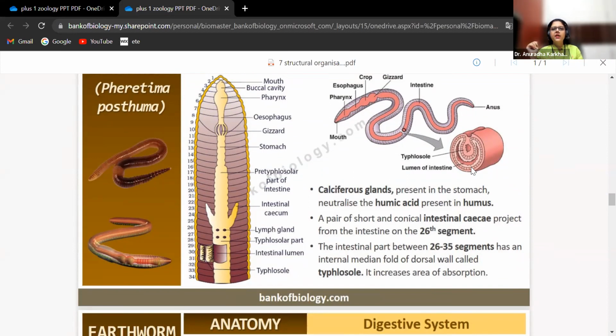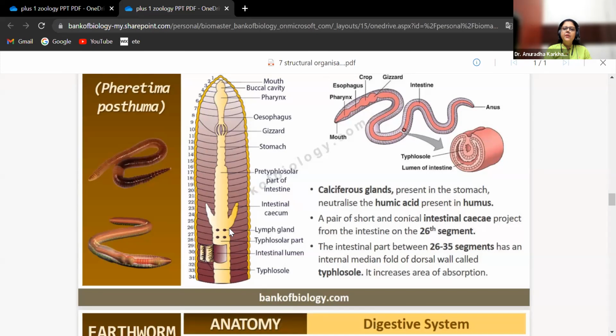A pair of short and conical intestinal caeca project from the intestine on the 26th segment. Again, they are very precise about the segment. So intestinal caeca are present on the 26th segment. Can you see here the intestinal caecum? Did you see it? So it projects from the 26th segment of the earthworm.